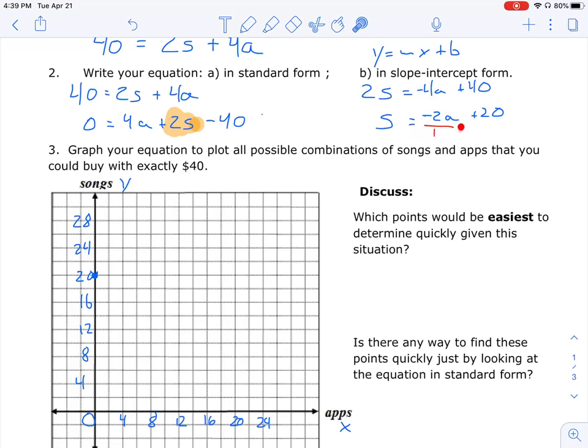Or I can look at the slope that we came up with when we wrote the equation in slope-intercept form. The slope here is negative 2 over 1. So that means the rise over run is negative 2 and then 1. So I go down 2 and then 1 to the right. If I go down 2, I'm at 18, and then I'd be 1 here. So I can put that first plot here.